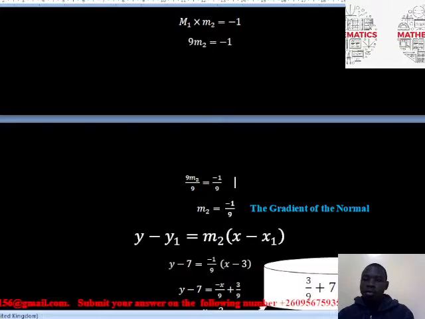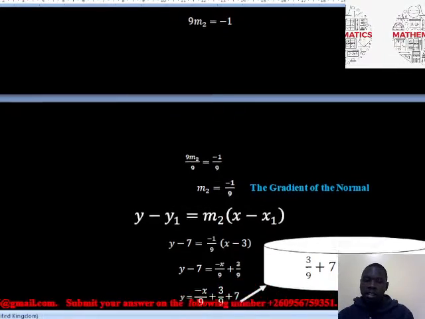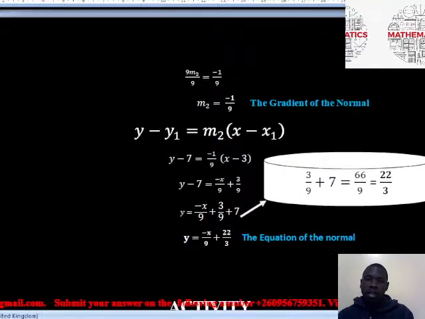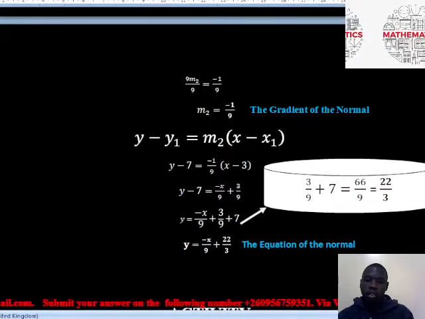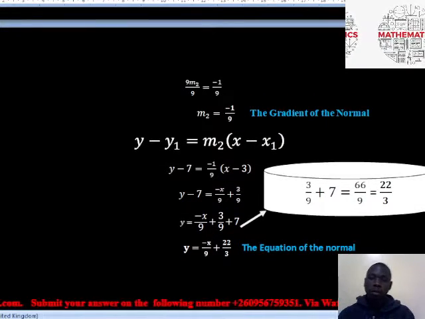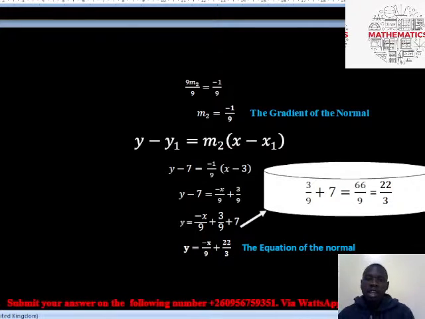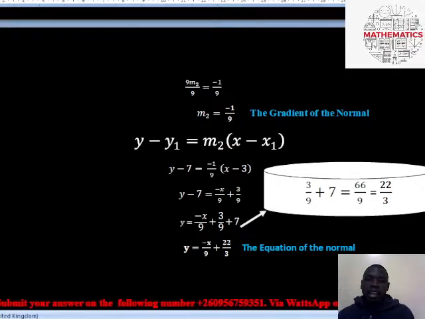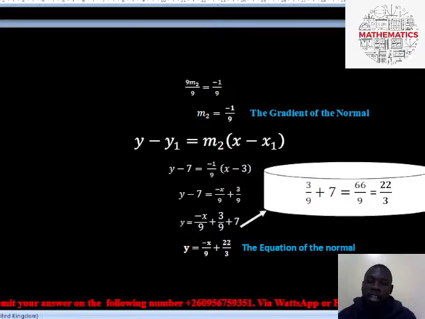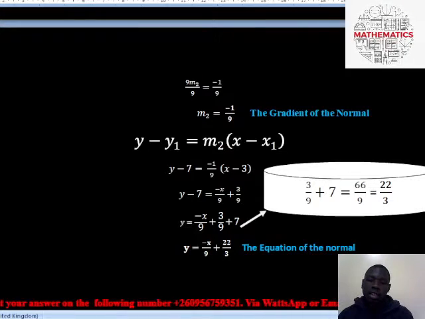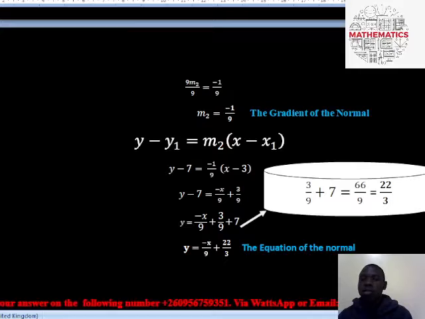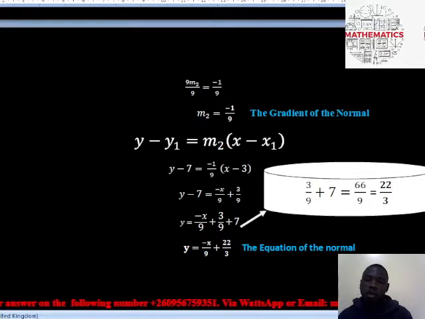So now let's move on to find the equation of the normal. How do you find the equation of the normal? Ladies and gentlemen, there is another formula that you and me need to use or know that will help us find the equation of the normal.